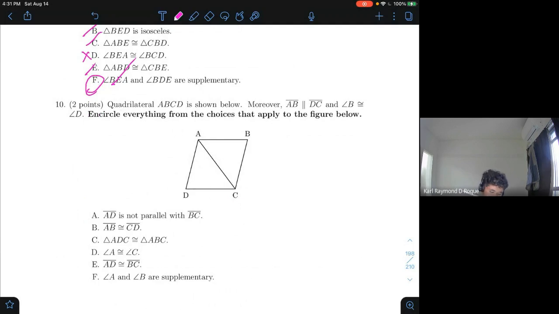AB is parallel to DC. So let's examine what that gives us. Angle B congruent. So you are sure na congruent tong dalawa? May transversal. Not true. But you know that A is congruent to C. Next. Angle CAB is congruent to angle ACB by transversal.